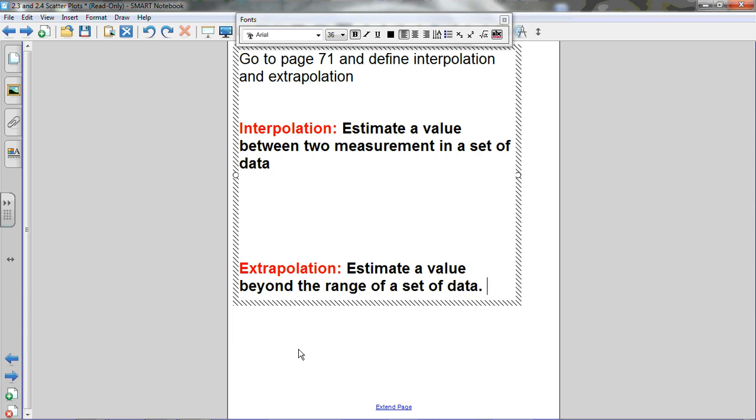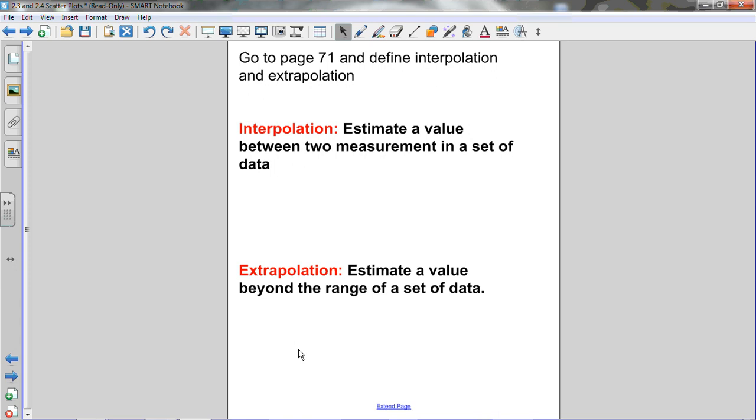Okay, but to make an interpolation, that means to estimate a value between two measurements in a set of values. So in between measurements you have, so think of it as interpolation, in between.